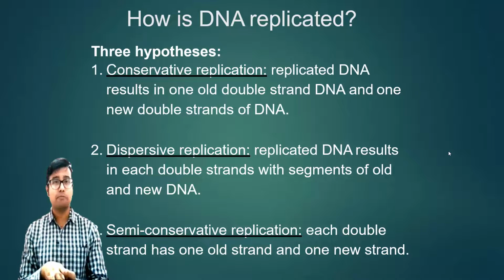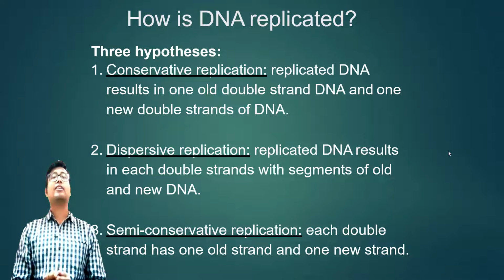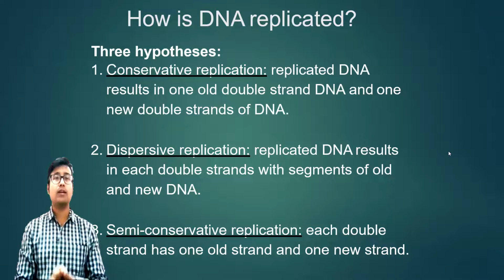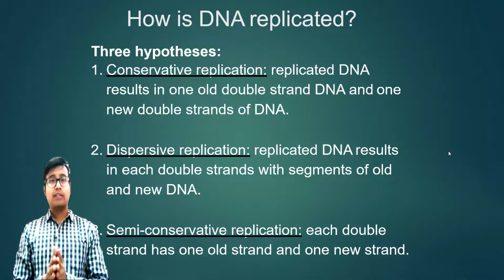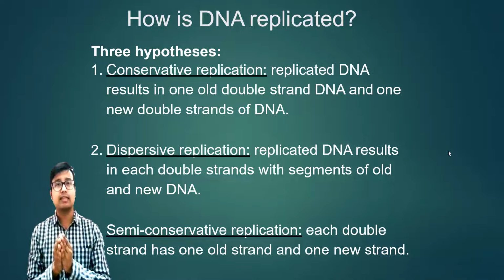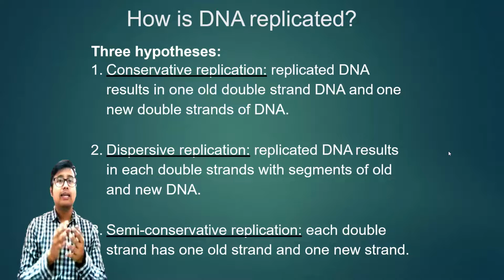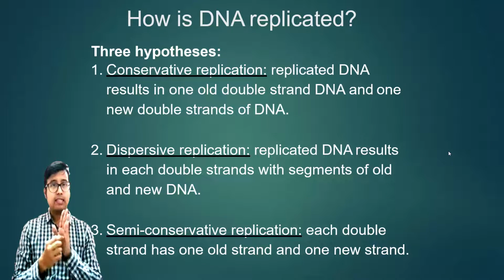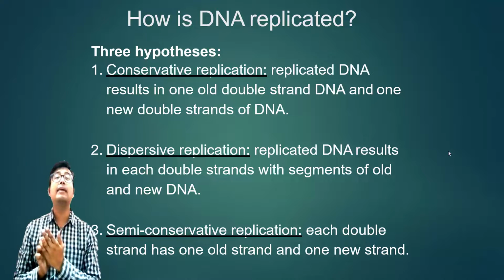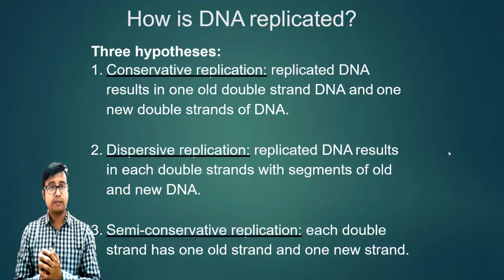in an experimental model. Now, prior to that, there were three theories. So as you can see, number one is the conservative replication. The conservative replication says the replicated DNA results in one double strand DNA that belongs to the parent and one completely new daughter strand, right?